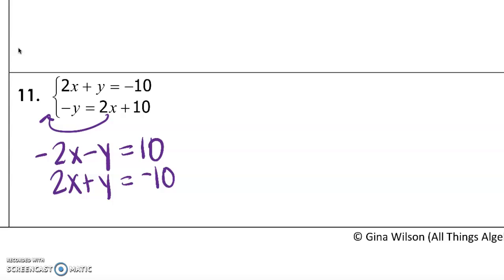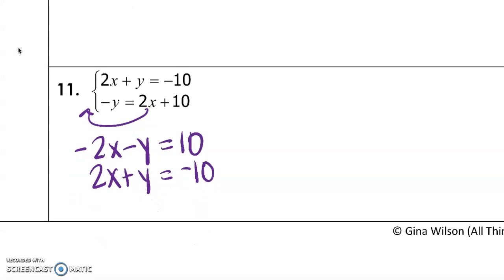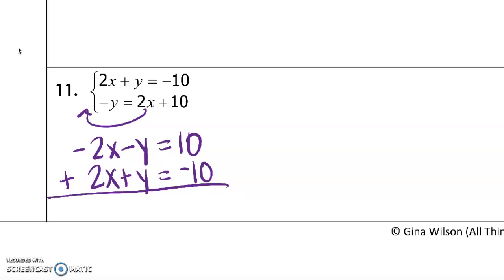So this one, most people are like, well, what do I do? Because they both match. Well, just pick one. So I'm going to pick the x's because that's first. I have a negative 2 and a positive 2. Those are opposite, so I add. Well, negative 2 plus 2 is 0, but negative 1 plus 1 is also 0. So everything on the left-hand side cancels out. So I'm left with 0. If you don't have anything left over, you do need to write a 0. Equals 10 plus negative 10 also equals 0.